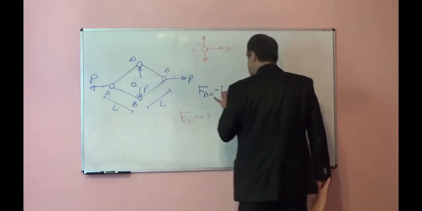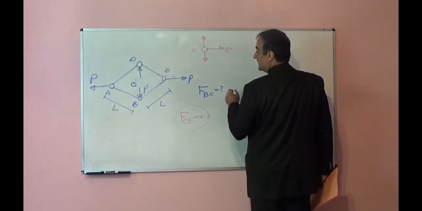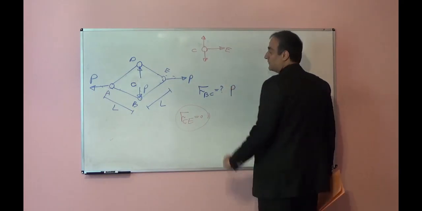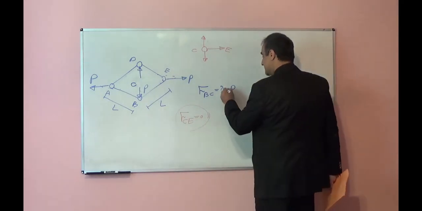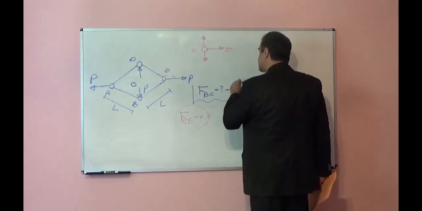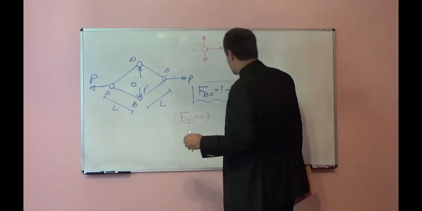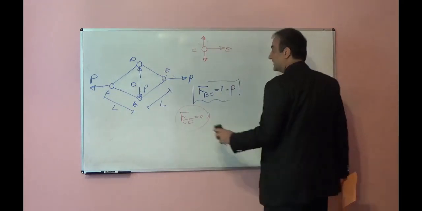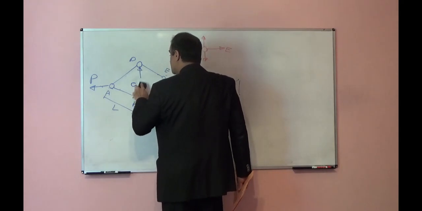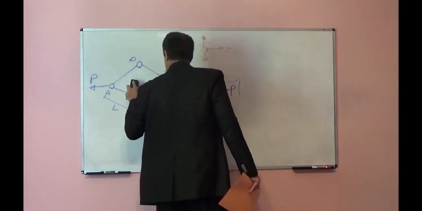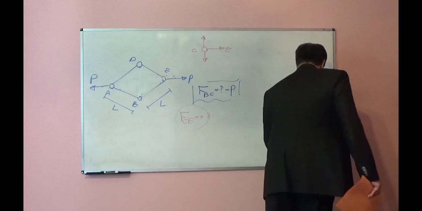So the force F_BC should be P. The force in BC should be negative P. It will be under compression. But if you cannot figure that out, you can use the joint method and solve using the joint method.